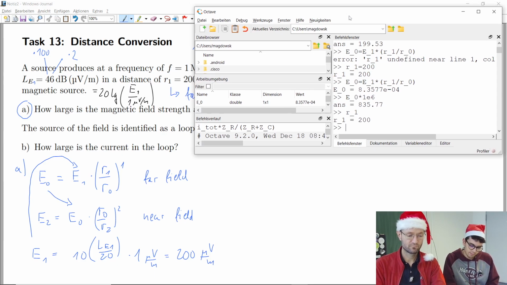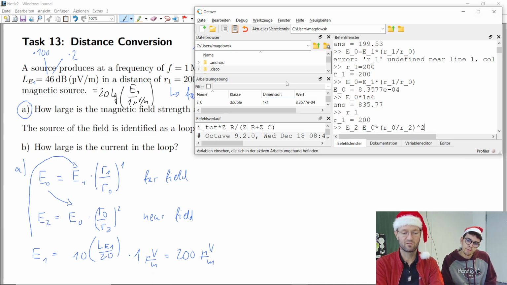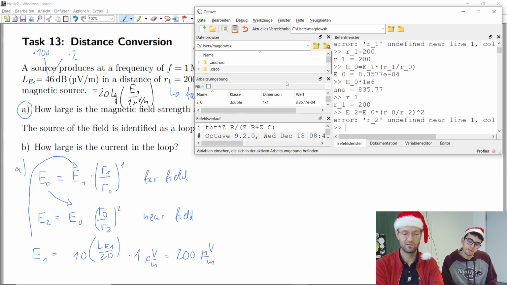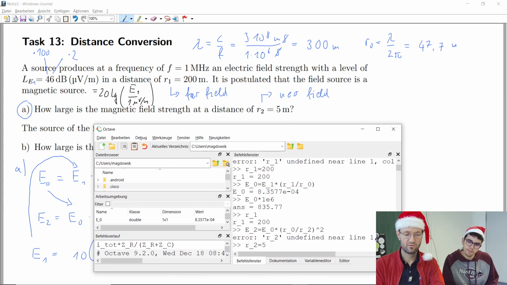Okay, so now we can use the last formula, E2 equals E0 multiplied with R0 divided by R2, and I forgot to set R2, so it will throw an error, but no problem. And we need this to the power of 2 because we are in the near field of this magnetic source. And R2 should be 5 meter. This is given there in the task.